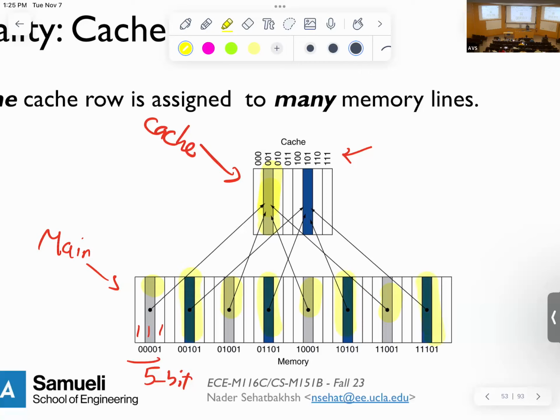And now, of course, the question becomes, how do we do this mapping? What's the best way of doing this mapping in order to achieve the best type of performance that we can have?